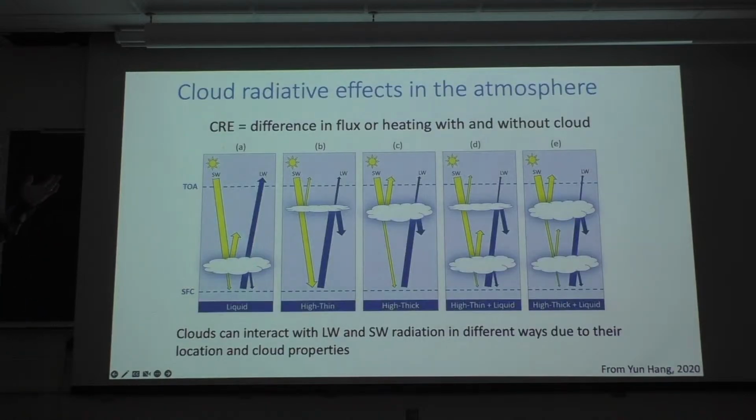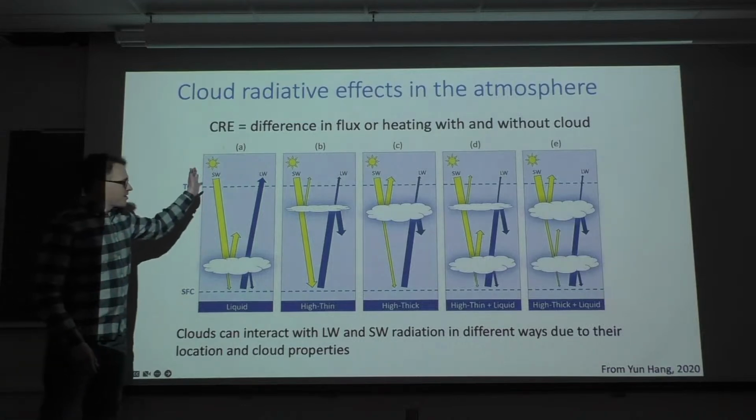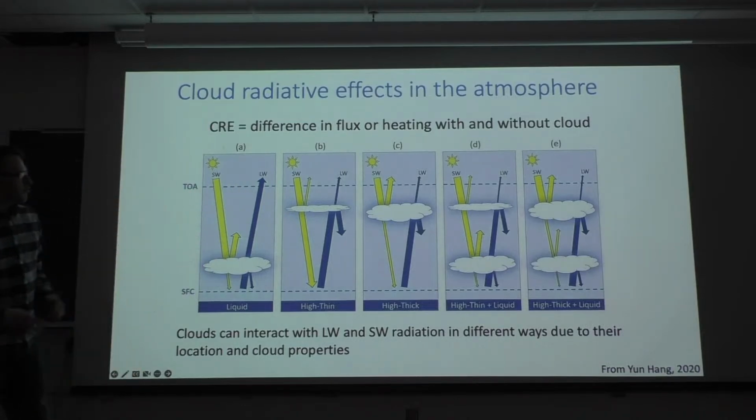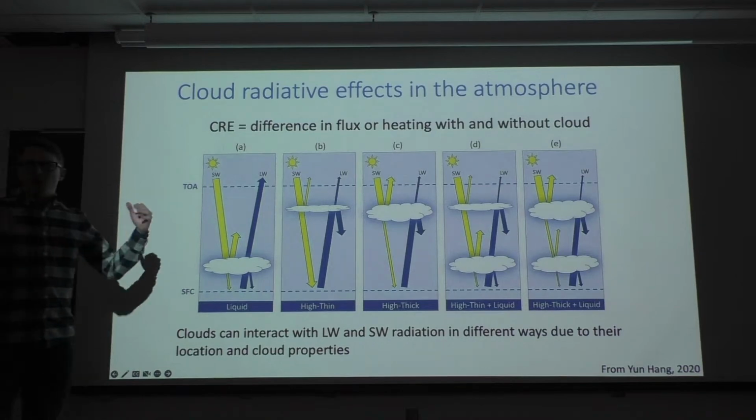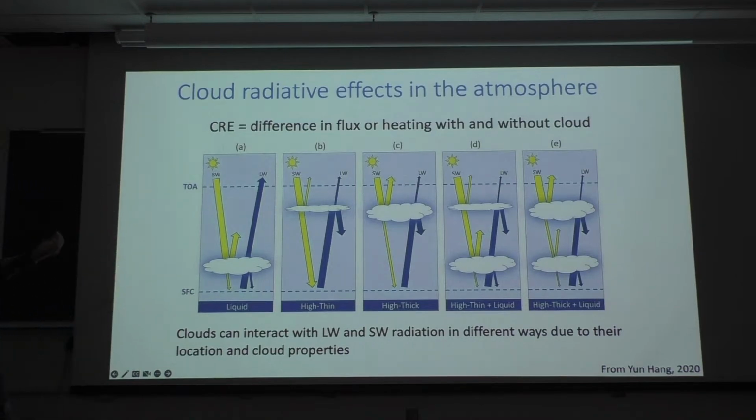So what do radiative heating anomalies look like? As I mentioned before, the cloud radiative effect that we're looking at is essentially the difference between fluxes or heating with or without a cloud within the atmosphere. This is a nice diagram that I took from Hong's dissertation that shows the multiple ways that radiation can interact with clouds.